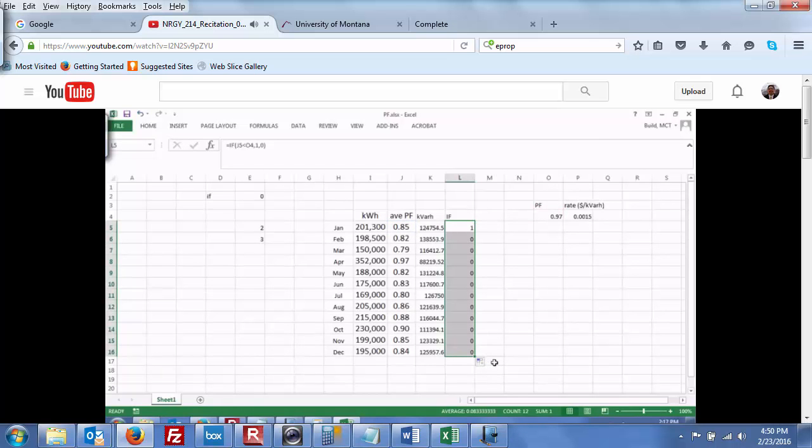Okay. Got to put a reference on it. It's going to be $4. There's only 1 month where I don't get charged because I've actually had a high power factor. See how that little if statement worked there? Yeah, it's a little hard to see, I know the screen size isn't that great. I should have made it bigger.